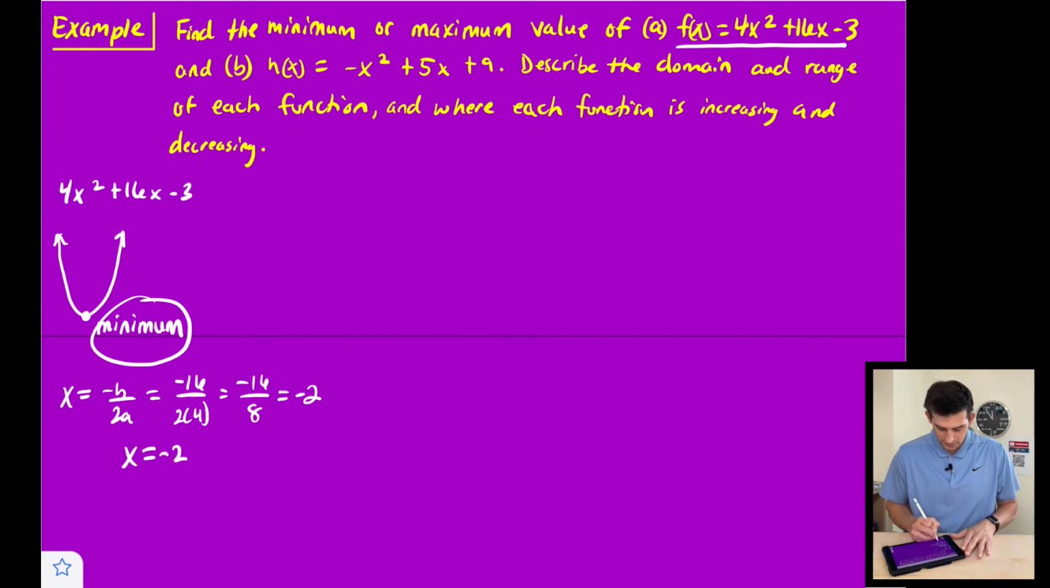So x equals negative 2. And we'll just put a box around that. That's our axis of symmetry. And that's going to tell us where our graph is increasing or decreasing. So we'll come back to that in just a second.